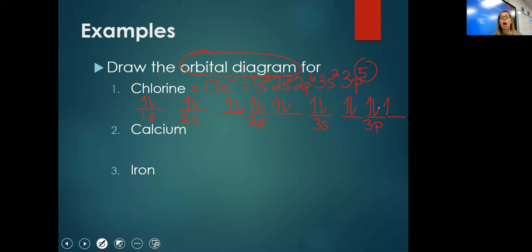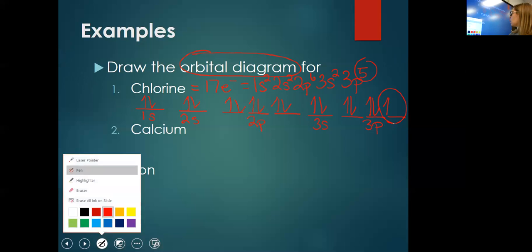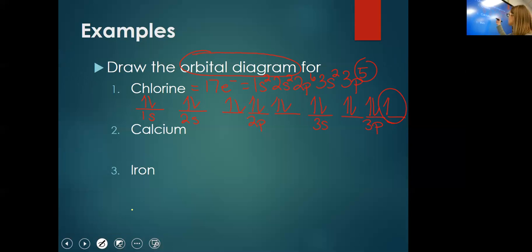So if we're looking for unpaired electrons in chlorine, we can see that we have 1 unpaired electron in there. And that will affect some other properties, especially ones that we talk about, like ionization energy in our next chapter. Okay, so let's take a look at calcium. So calcium, Ca, we got 20 electrons.